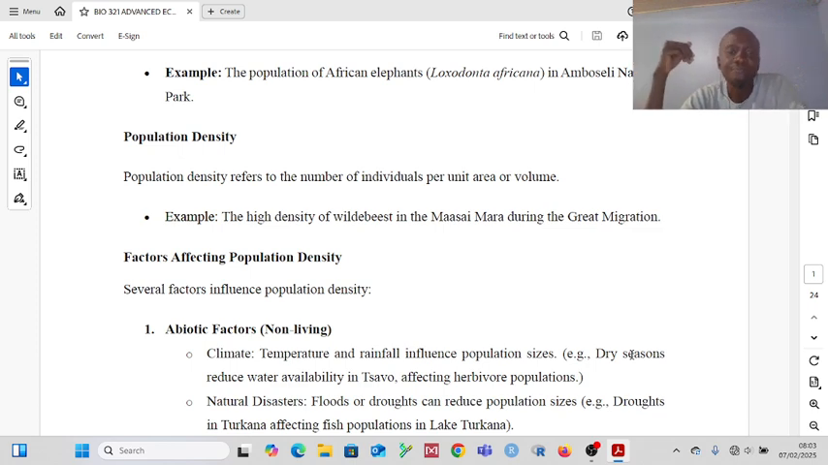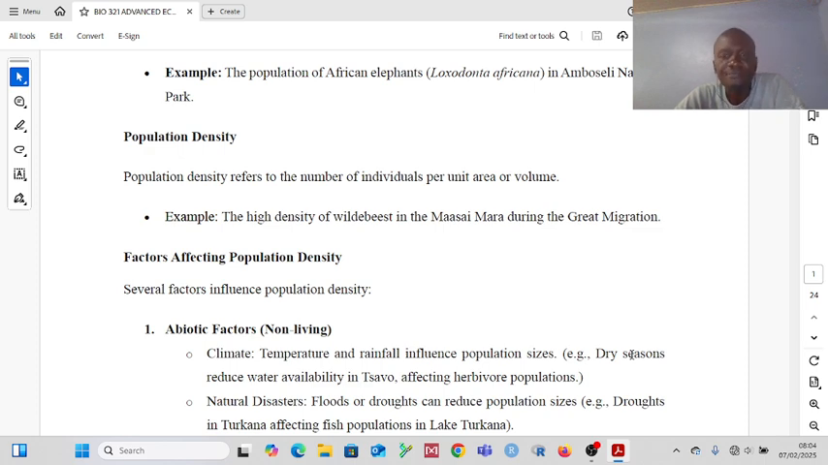If you are talking of aquatic organisms, then you think of volume. So if you are talking of fish, how much water are these fish found in? If you are talking of bacteria found in water, then you talk of volume. So density is about the number of individuals per unit area or per unit volume. There will be a high density when you have a high number of individuals in a particular area. Then the density will decrease when the number of individuals decreases as well.